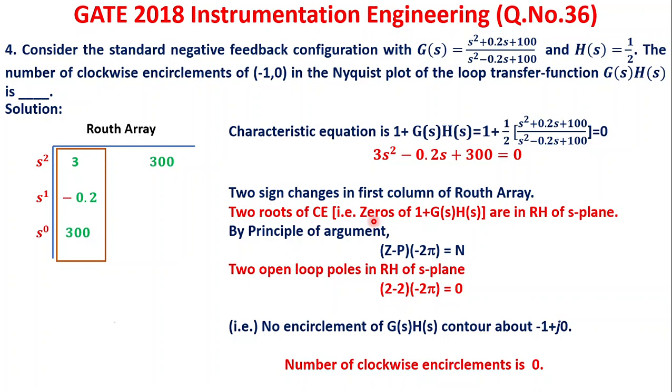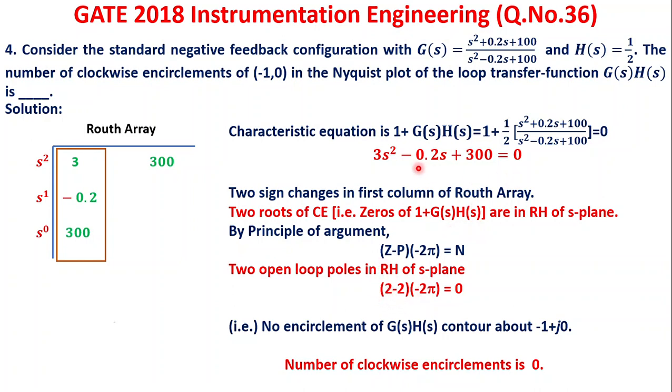That is, zeros of the denominator polynomial, that is 1 plus G(s)H(s), are in right half of S plane. So two sign changes means two roots are in right half of S plane. So that means the system is definitely unstable. By the principle of argument, we know (Z minus P) into minus 2 pi equal to N. That is what we use in Nyquist stability criterion. Z, just now we have found out two zeros of 1 plus G(s)H(s) are present in right half of S plane, so Z is 2.